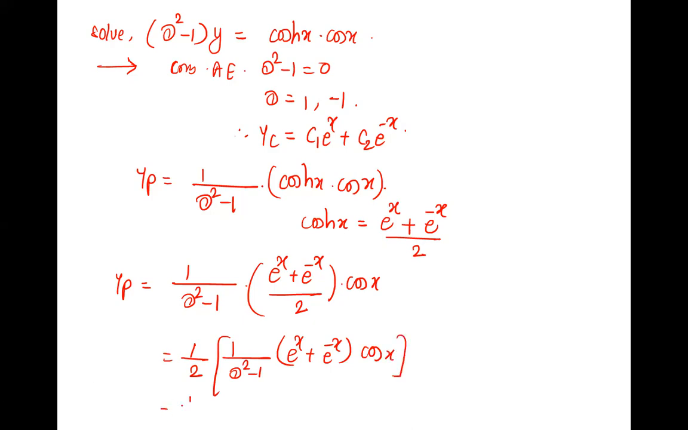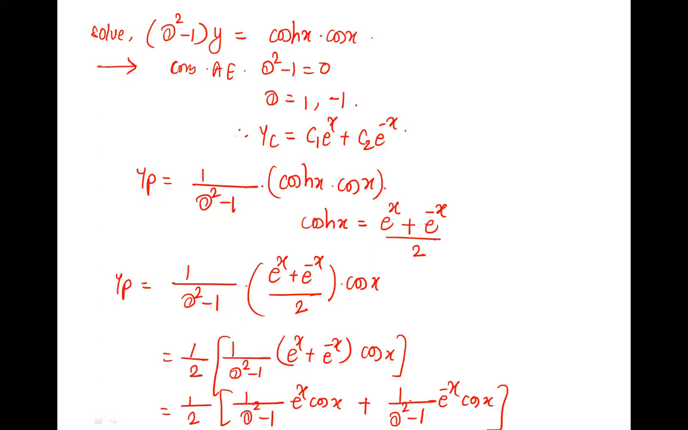Right? So now open it. 1 upon D square minus 1, this into this, e raised to x cos x. Can I separate now? 1 upon D square minus 1, this into this, e raised to minus x cos x. Can we do this as there is addition in between? Yes, this is e raised to x into cos plus e raised to minus x into cos. This goes with both of them. Now we have to solve this.